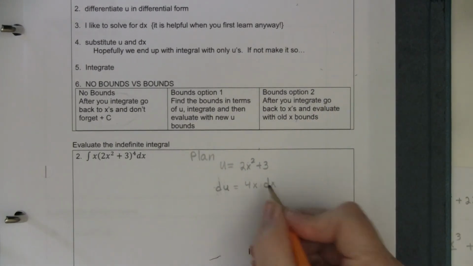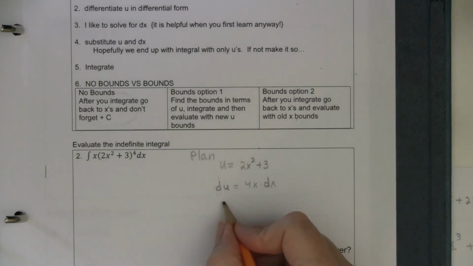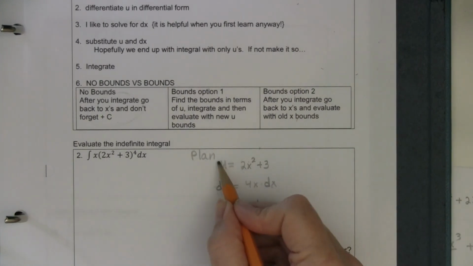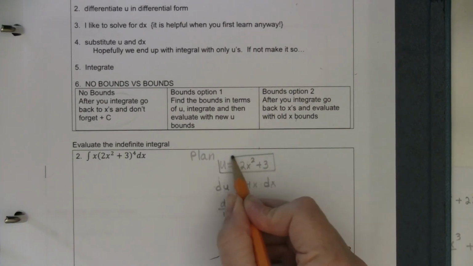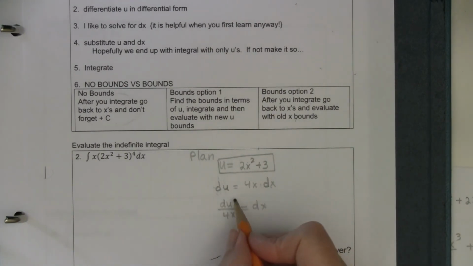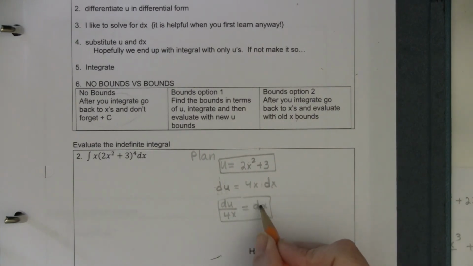Then I like to solve for dx. So I like to write this as du over 4x equals dx. And so these are the things I'm going to be using to substitute. u equals 2x squared plus 3. And I am also going to substitute for dx. So where I see dx, I'm going to write du over 4x.